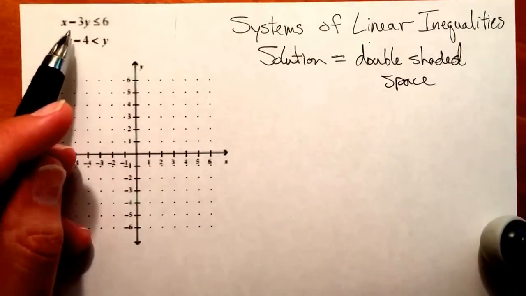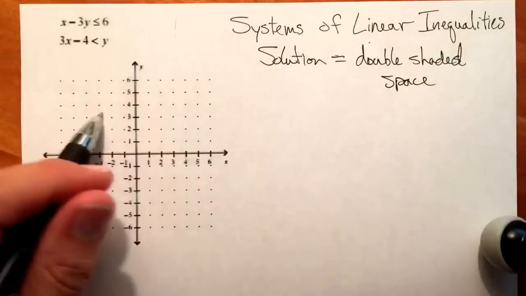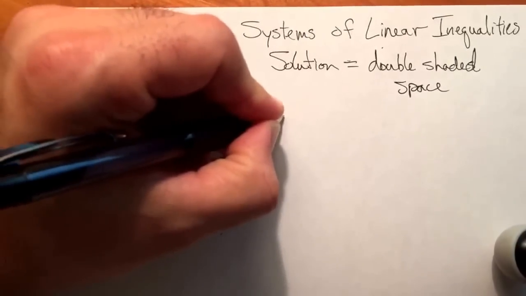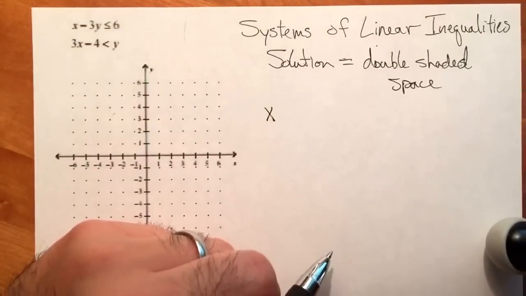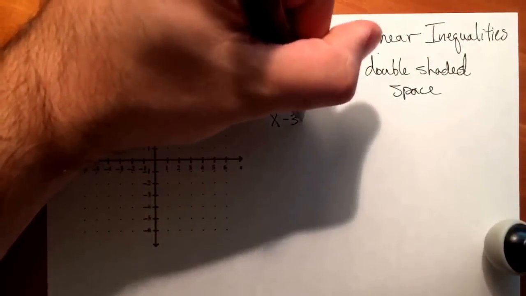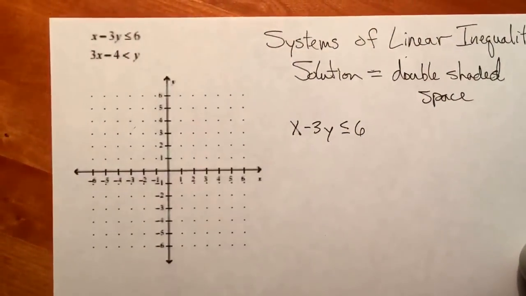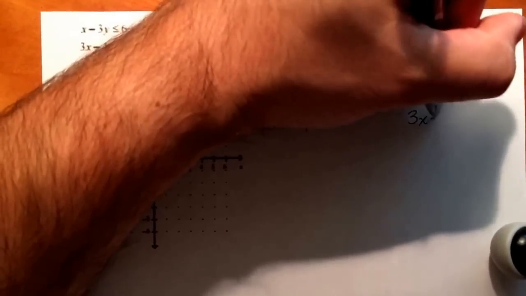So first off, I've got an inequality that's in standard form. Well, remember, ladies and gentlemen, we don't like standard form. So we're going to change this to slope-intercept form. Minus 3y is less than or equal to 6. And then the second equation is 3x minus 4 is less than y.